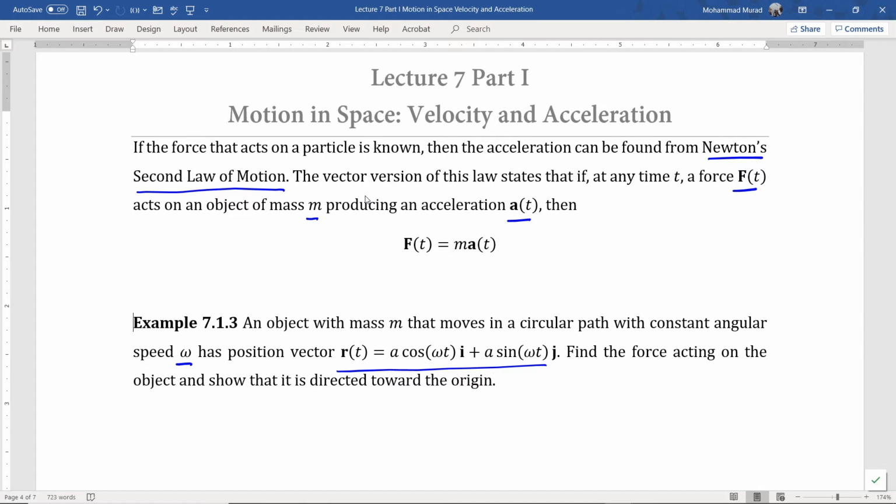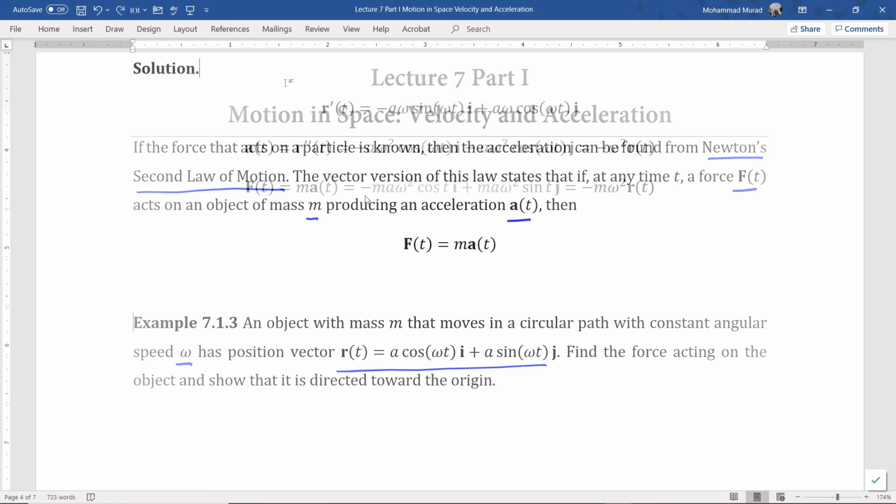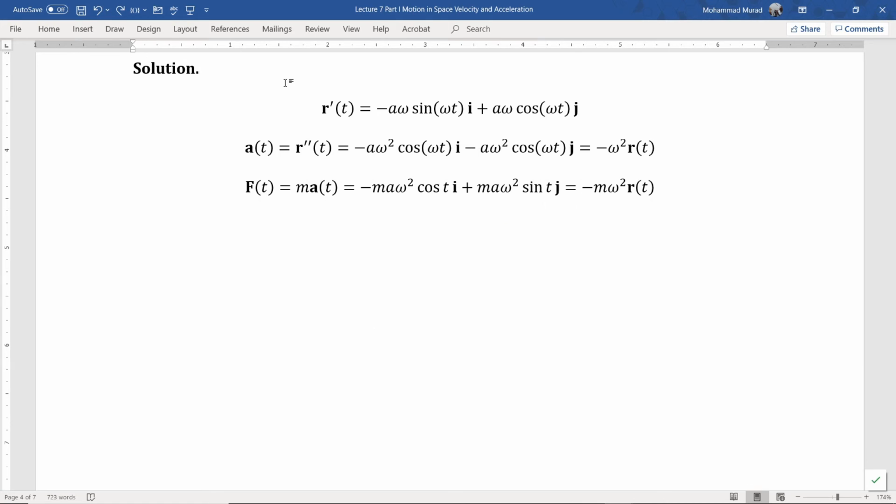Let's have a look at the solution. Let's first differentiate the position vector r with respect to time to obtain the velocity vector, which is given by this expression: negative a omega sine of omega t i plus a omega cosine of omega t j.